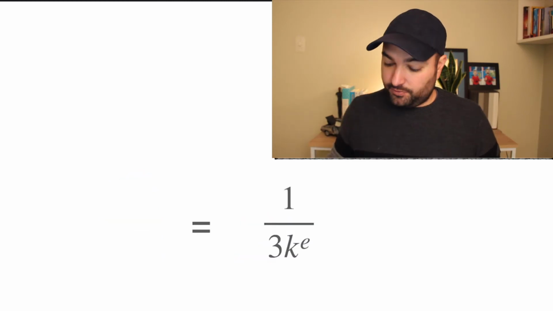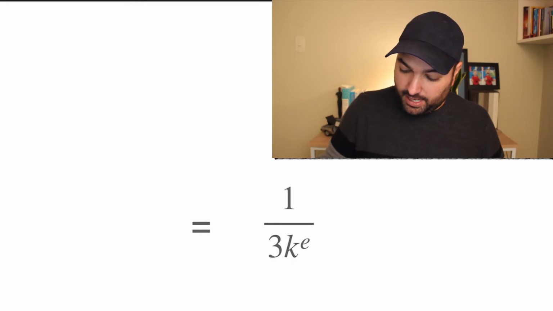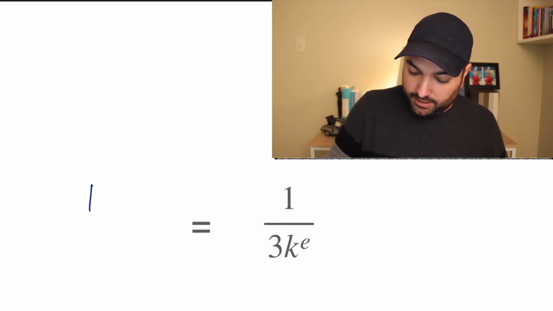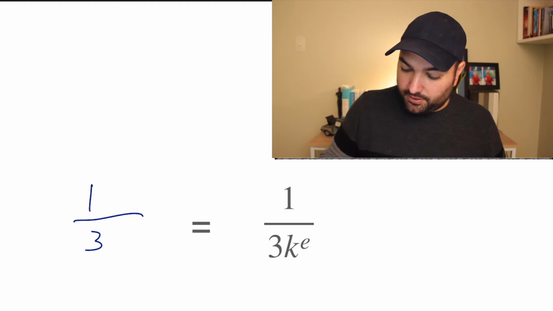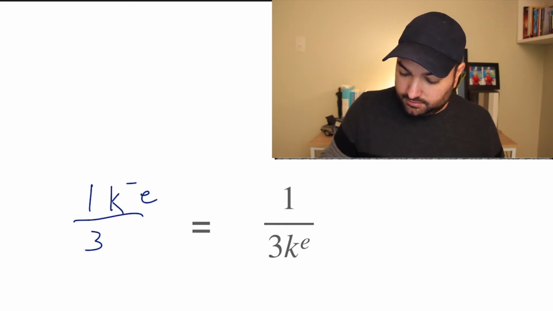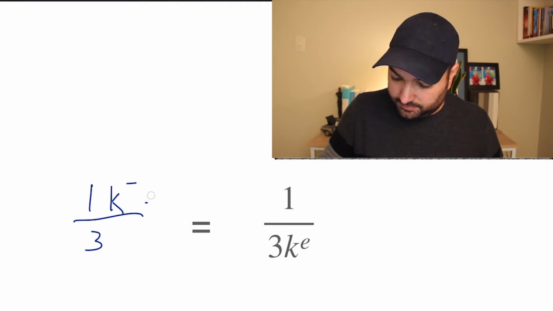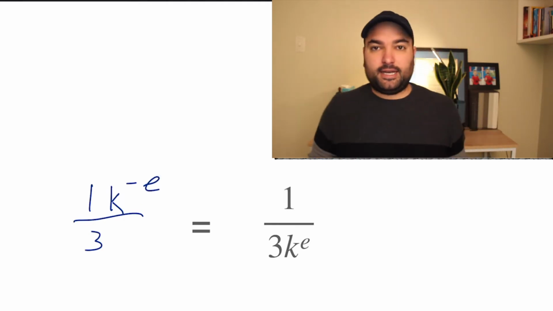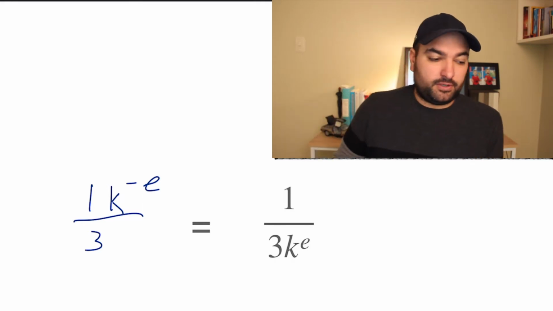We have 1 over 3k to the power of e. So in order to rewrite this, to go backwards, we're going to leave the 1 and the 3 the same. And we know that that k to the power of e is going to go up to the numerator, if we were to do it that way. And we'll have k to the power of negative e. I'm going to write that up a bit higher, actually. E. And so it would look like that. Okay, so this is how we go backwards and forwards.